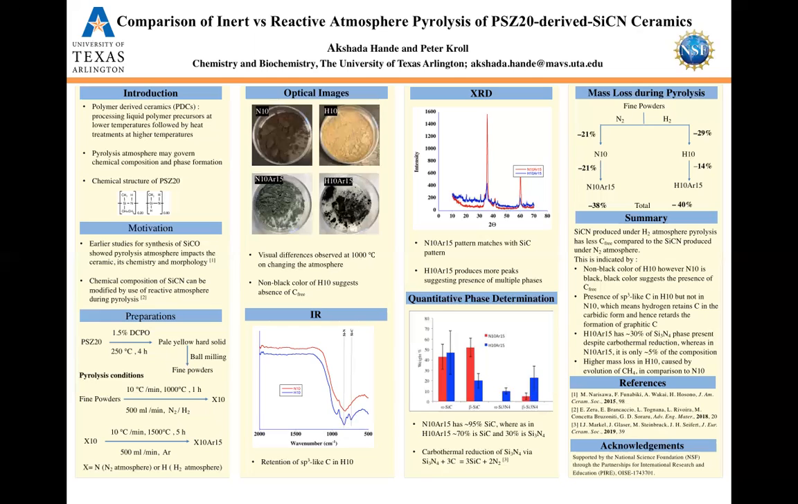So to summarize, SiCN produced under hydrogen has less free carbon compared to the SiCN produced under nitrogen, and this is indicated by the non-black color of H10, the presence of sp3-like carbon in H10, the presence of Si3N4 in H10 AR15, and higher mass loss in H10.